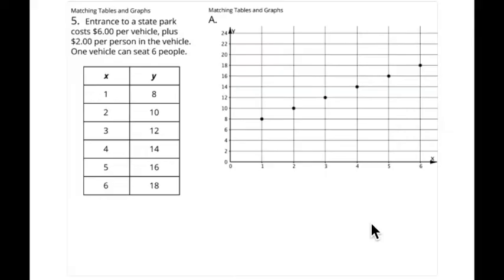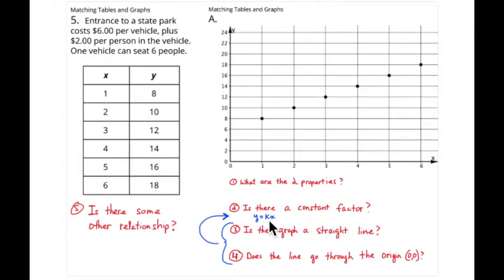And I'm going to go through the first couple in some detail, and then I'm going to go through the remaining matching graphs and tables just briefly. So in this first one, what I did is I came up with 5 questions to go through to see if the table does match the graph and if they are proportional relationships.